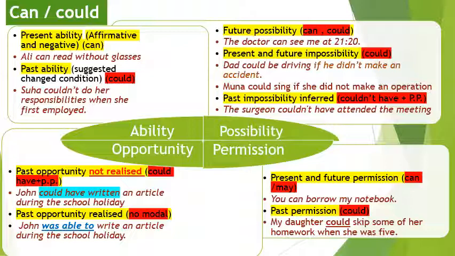We'll talk about expressing permission using may a few slides from now, but our focus now is on can to give a permission. For instance, you can borrow my notebook if you need it. You can leave the class earlier. You can have a swimming lesson, for instance, if you want to. If you want to express past permission, here you'll use could instead. My daughter could skip some of her homework.